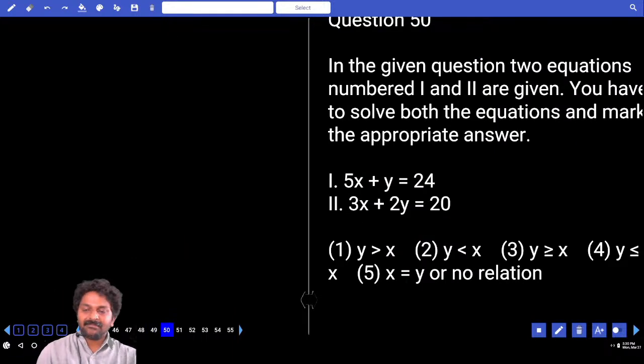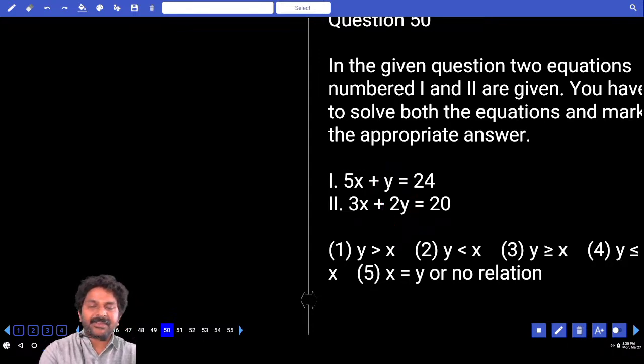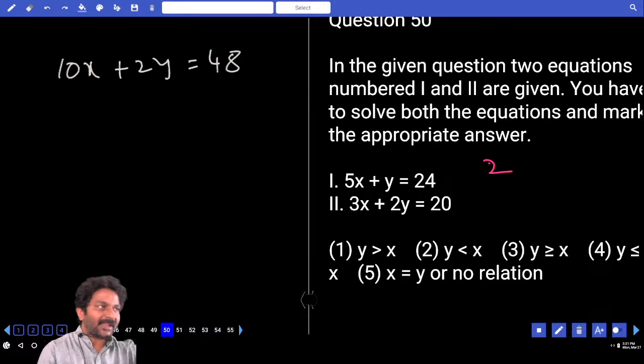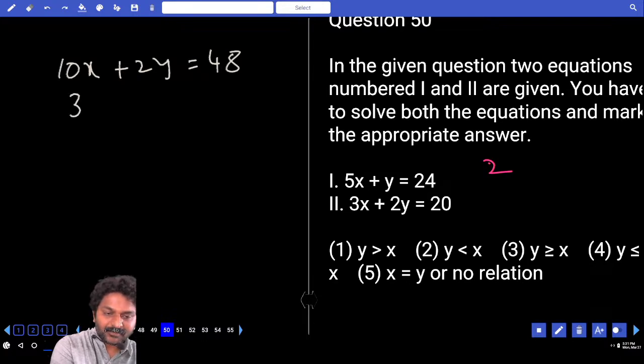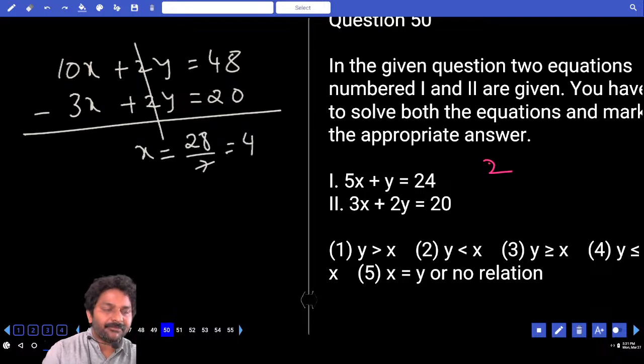So this is a linear. Yes, we have to solve it. No other way. To make y values same, first equation must be multiplied with 2 only. Then it becomes 10x plus 2y is equal to 48. When you write the equation, write it like this. Then 3x plus 2y is equal to 20. Let's subtract second equation from the first. 7x is equal to 28. X is equal to 28 by 7, which is equal to 4.